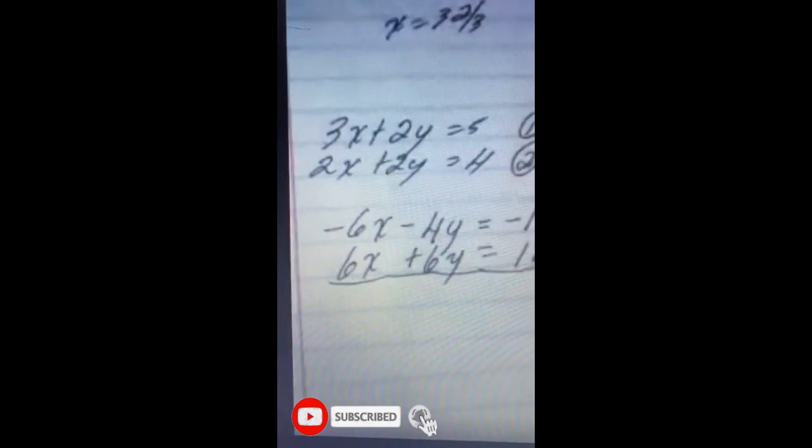So if we had decided to eliminate the x first, we had to find the lowest common multiple first, and then multiply the entire line by the factor that is needed to meet that multiple. Remember, factors are numbers that can go into, and multiples are products. So now the x can be eliminated because 6x minus 6x gives you 0. Now I can focus on solving for y.